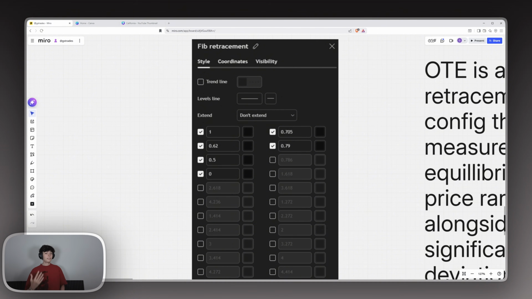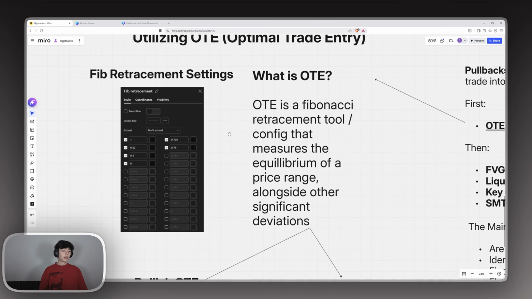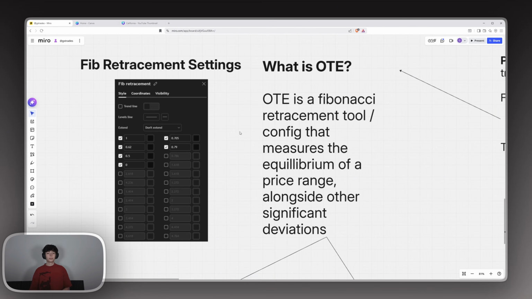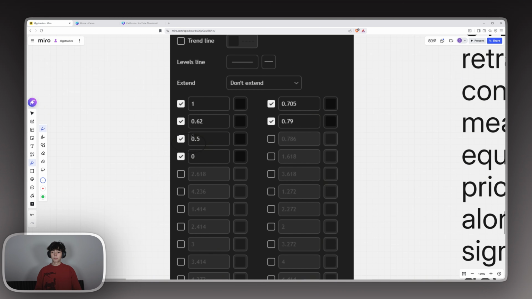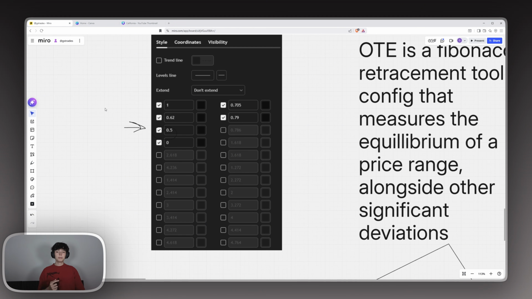These are all fib settings, okay? So OTE is a Fibonacci retracement tool / config that measures the equilibrium of the price range alongside other significant deviations. So 0.5 is going to be that equilibrium right here. And you can even mark it out in a different color just to make sure that you can see it easily, because 0.5 is the most important one out of all of these. I would say 0.5 and 7.9.